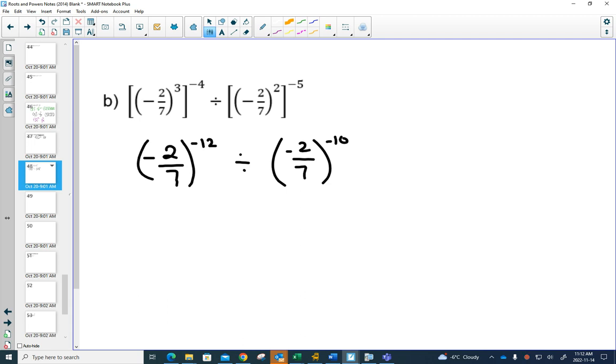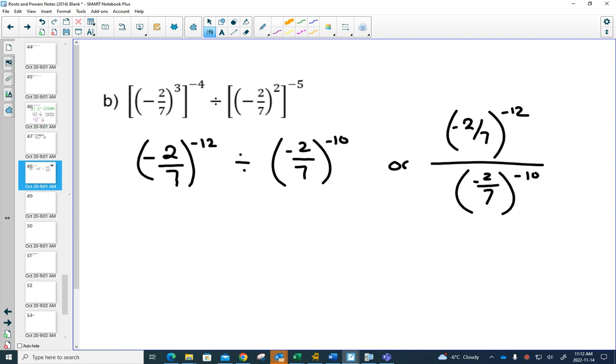Now we're dividing. I could write it like this, or I could have also written this like this. Do we have a rule for dividing when we have the same base? Yes. What's the rule for dividing when you have the same base? Subtract the exponent. So, if I did that, what is negative 12 minus negative 10?